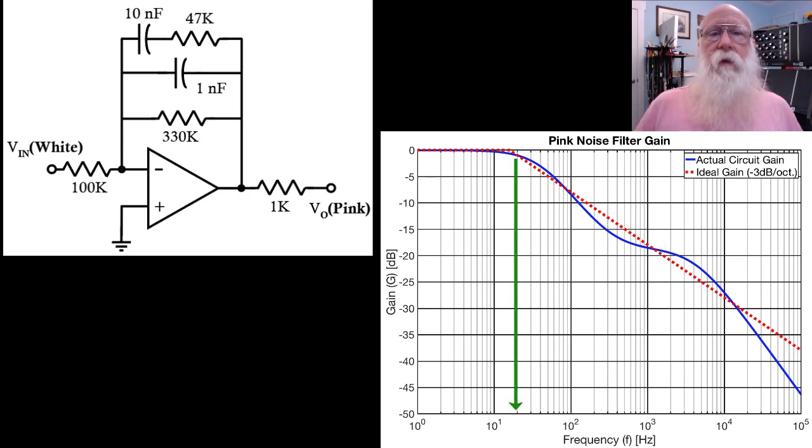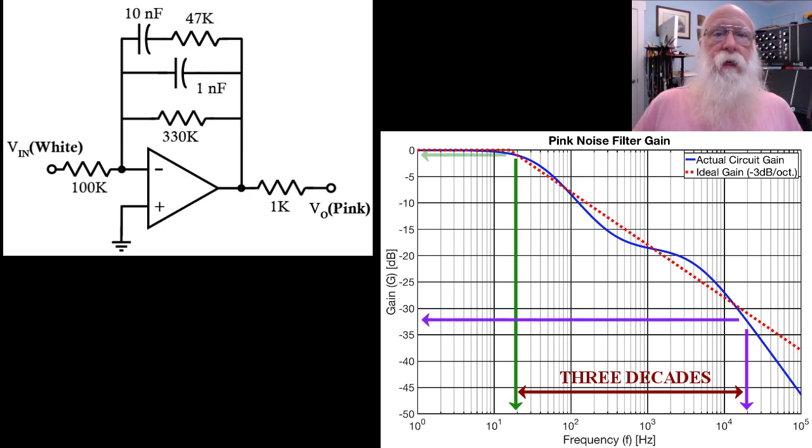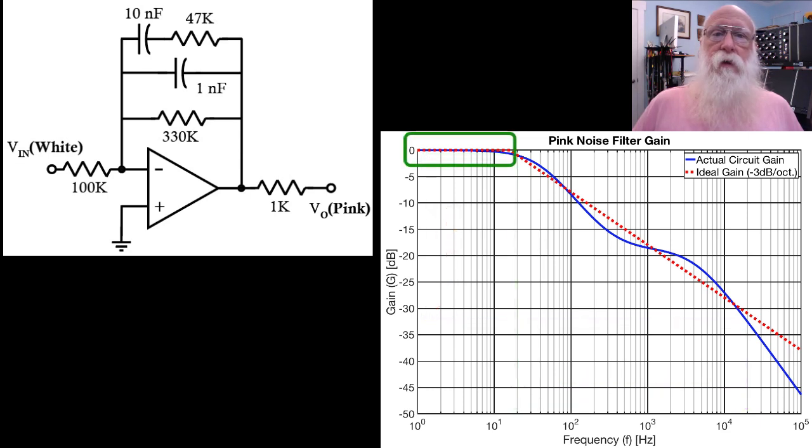Also, if you look at the difference between 20 Hertz and 20,000 Hertz, that's basically the range of human hearing. That's a total of 3 decades, and so since the roll-off is minus 10 dB per decade, then we should be down by about minus 30 dB at 20 kilohertz relative to 20 Hertz, and if you look at that, we're pretty close. Also note that below about 15 Hertz, the response is relatively flat.